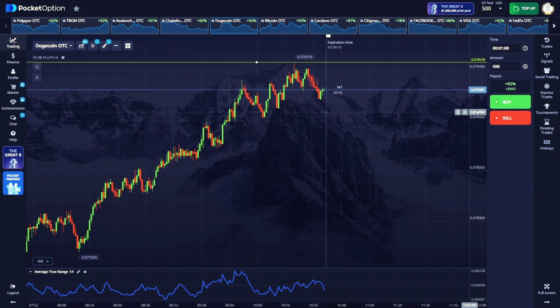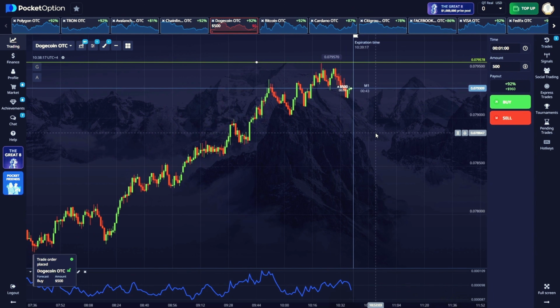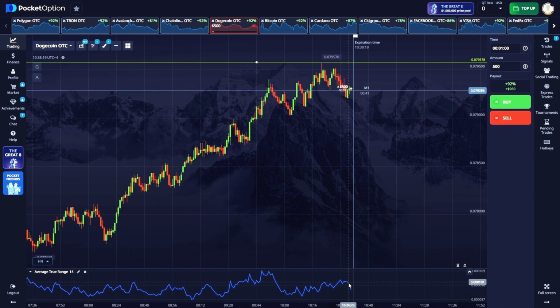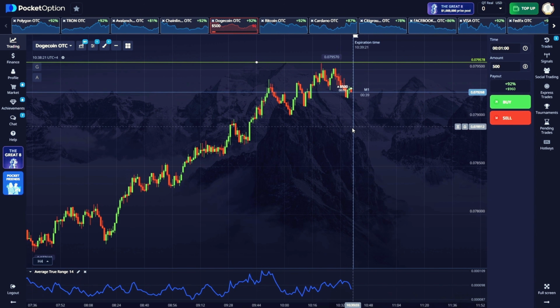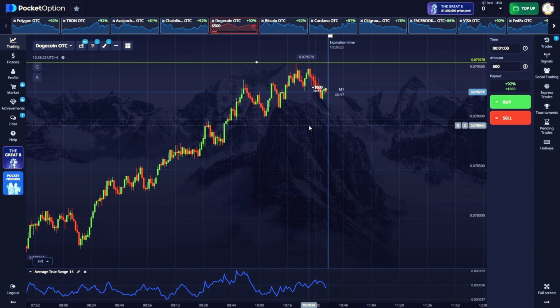Here's a trade on Dogecoin OTC for an upward move. Why did I take this trade? You'll see 2 green candles formed, and on the ATR, the line crossed the middle level, indicating movement. So I place a trade in the continuation direction. If the line crosses upward, place a trade for a downward move and vice versa.